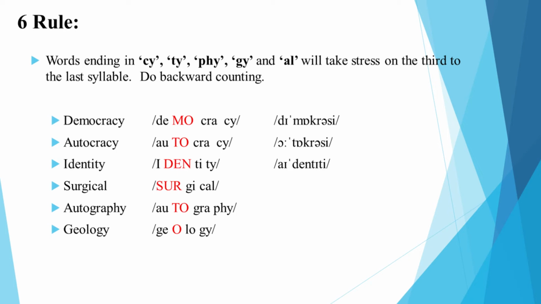For example, democracy. It is a four-syllabic word, so we count backward: cy, cra and mo. We give stress on mo: democracy, autocracy, identity, surgical, autography, geology. For these ending words we give stress on the third syllable, counting from the backward. Then we move on to the next rule, the 7th rule.